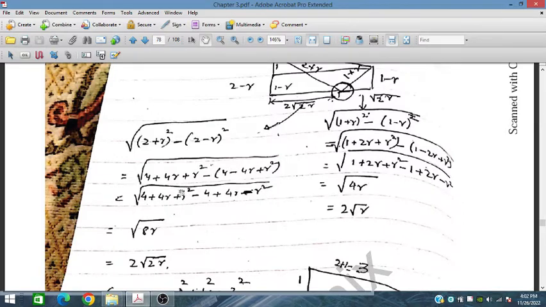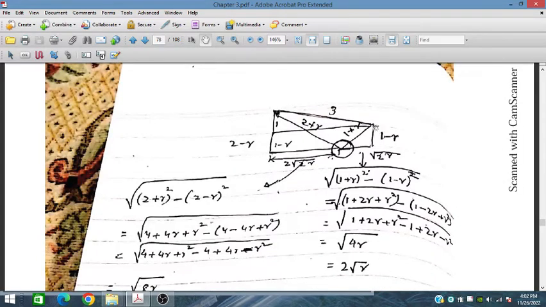This r square we cancel out with this r square, and this minus 4 we cancel out with this plus 4. 4r and plus 4r becomes 8r under root, so it becomes 2 under root 2 under root r. So this is 2 under root 2 under root r.